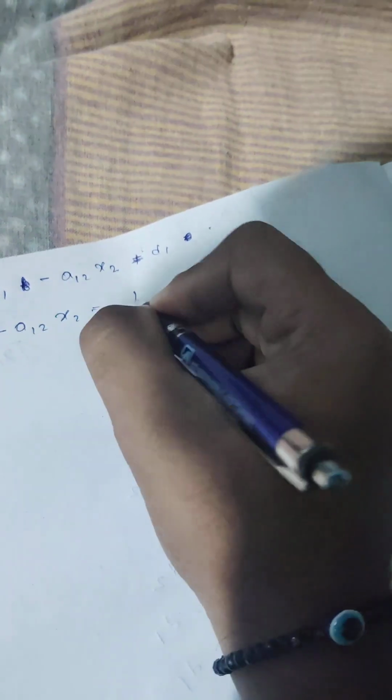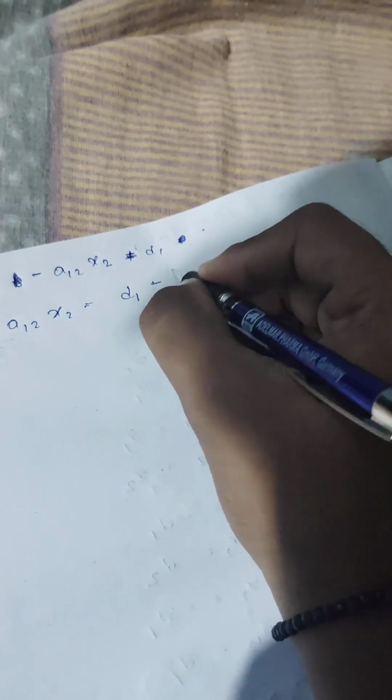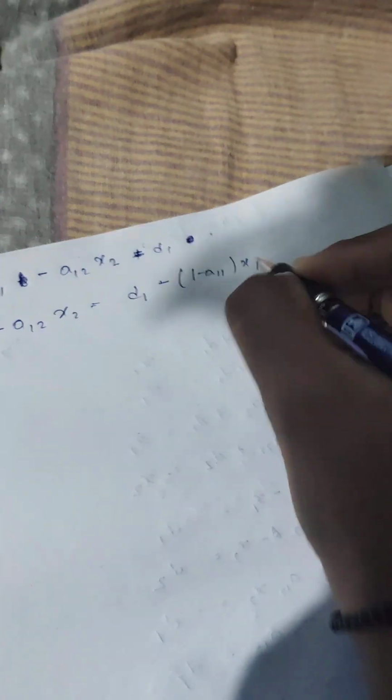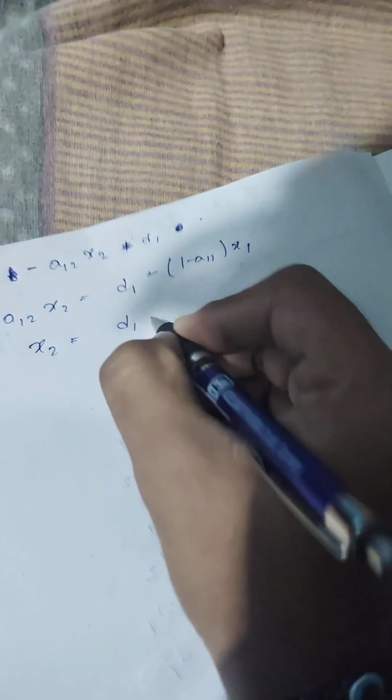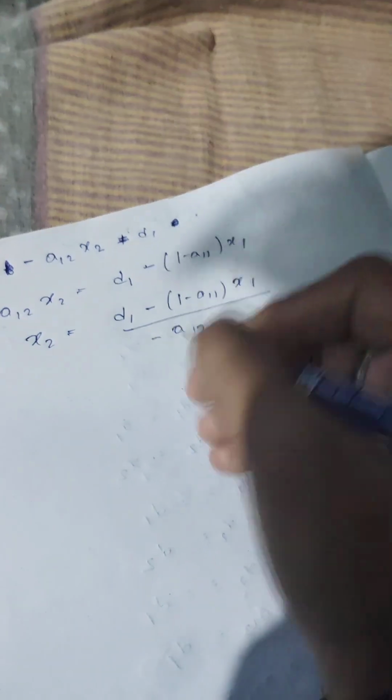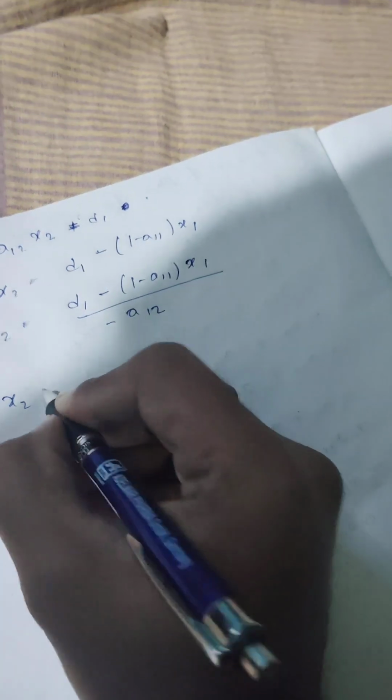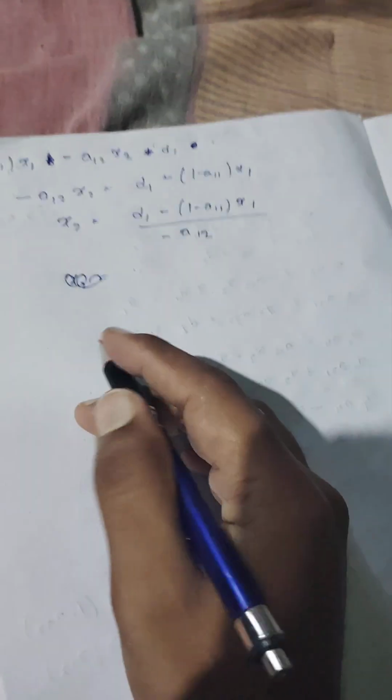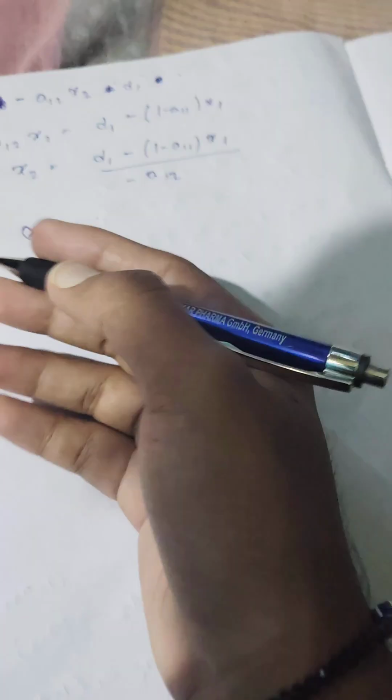So after we know this term, we can find X2 by A12 X2 is equal to D1 minus 1 minus A11 into X1. So X2 will be given as D1 minus 1 minus A11 X1 divided by minus A12. Now we will put the X1 value in this equation to get X2. So we have solved using the substitution and elimination method. Now we will solve using the inverse matrix method.